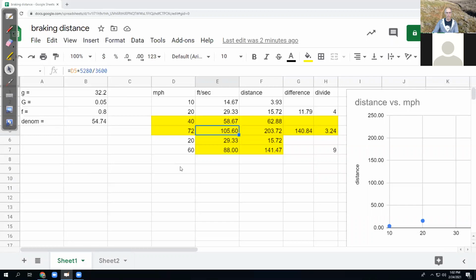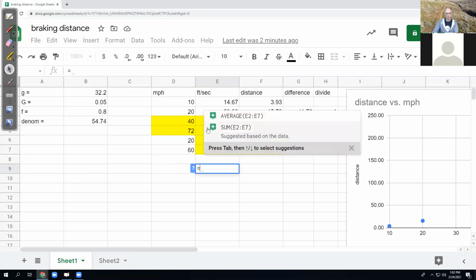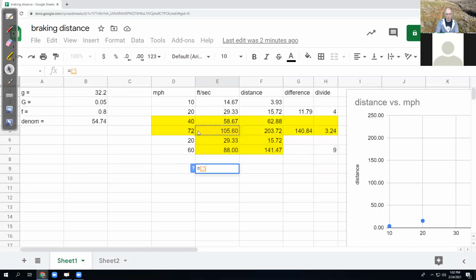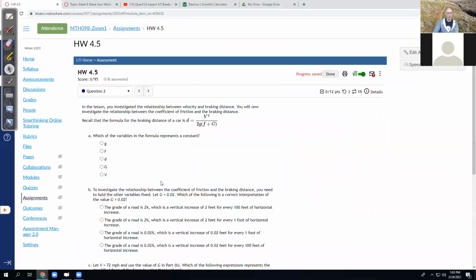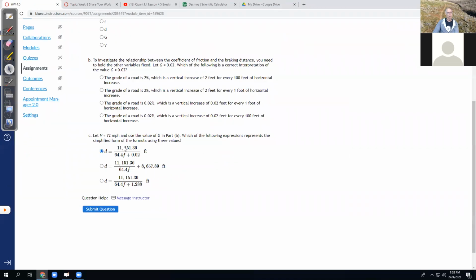Sure, I can use this as a calculator. I want to know what that number is squared, so I can just go equals, second power. So 11,151.36. Let's look back at what the homework said. 11,151.36. Okay, so there's that numerator they're claiming.